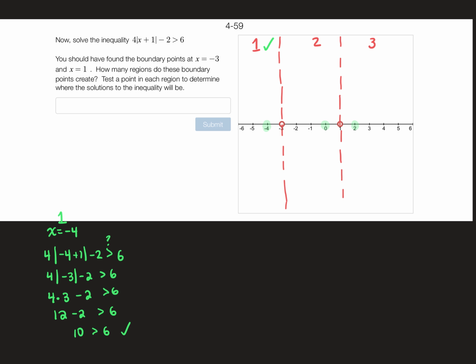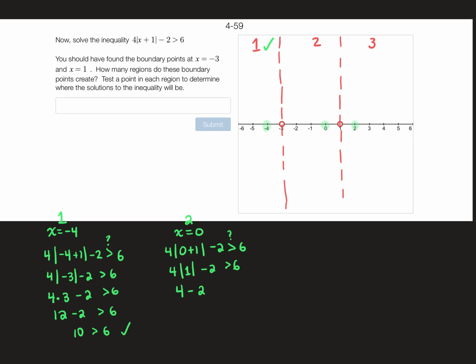We'll come back to that in just a second. Second region, region 2, I picked 0. So I'm going to plug in 0. So 4 times the absolute value of 0 plus 1, minus 2, and I'm trying to see if that is greater than 6. So that's 4 times the absolute value of 1, which is 4, minus 2, and that's 2. And 2 is not greater than 6. So that means that this region does not work.